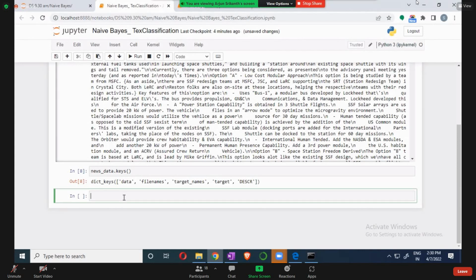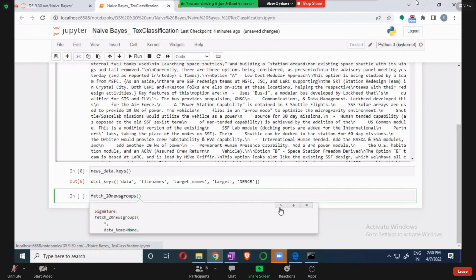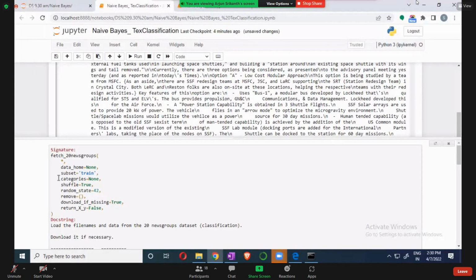Now what you have to do is, inside this, I will say that fetch. Inside this there will be something called as subset over here. Fetch 20. In the fetch 20 there will be a subset.